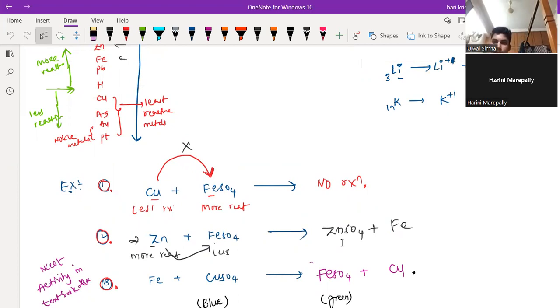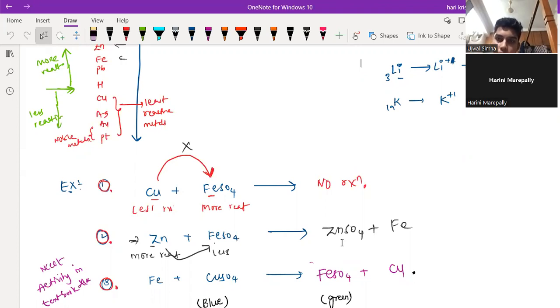But when you take the next reaction, zinc is more reactive than iron. So zinc will displace the iron from the iron sulfate, taking the iron's position.